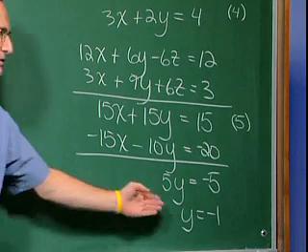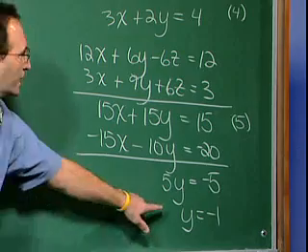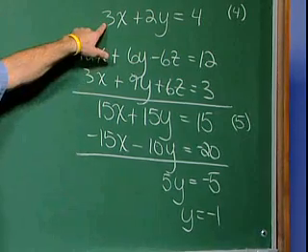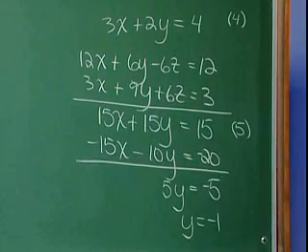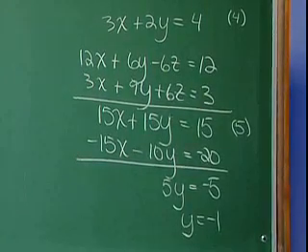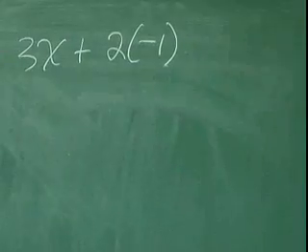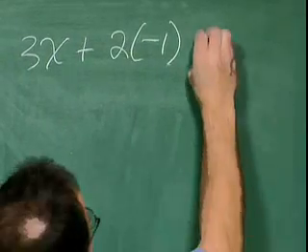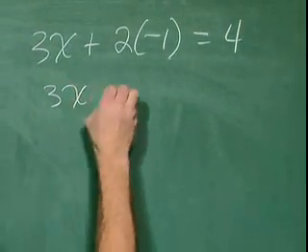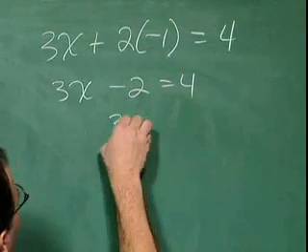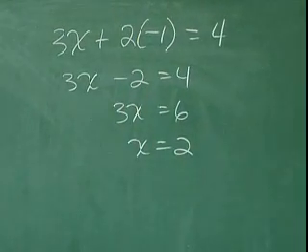Now what I'm going to do is substitute that negative 1 back into equation number 4. So let me move over and do that over here. I have 3x plus 2 times y, which is negative 1, and that is equal to 4. That means that 3x minus 2 equals 4, 3x equals 6, and x is equal to 2.